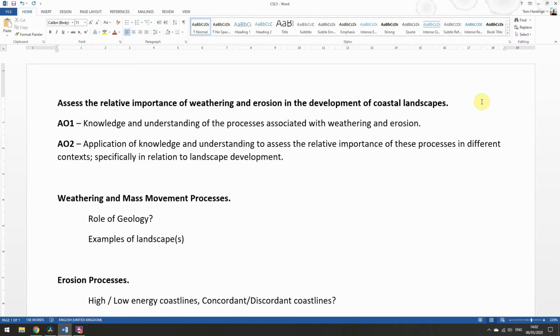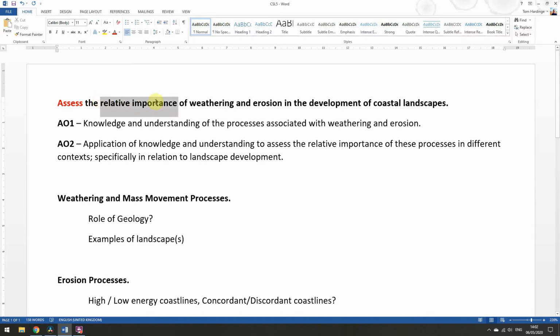Now, it's a good idea to unpick the question a little bit, just get to grips with some of the key terminology in there. If we think about the command word in this question, to assess, what we need to make sure we are doing is weighing things up, coming to a judgment, making a decision, presenting a viewpoint about something. In this case, the relative importance of weathering and erosion.